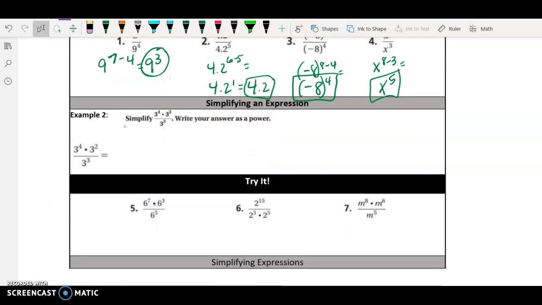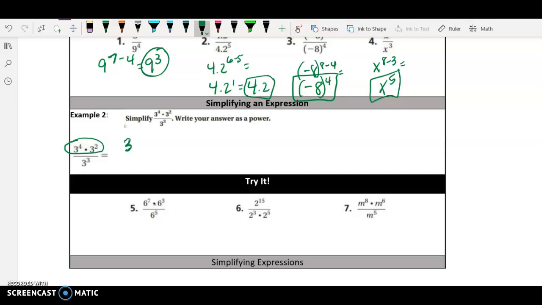Alright, so now we're going to simplify an expression. We're going to use everything that we know so far. I always like to work horizontally, and then I work vertically, and you'll see what I mean. We know that if we're multiplying two numbers with the same base, then we add the exponents.